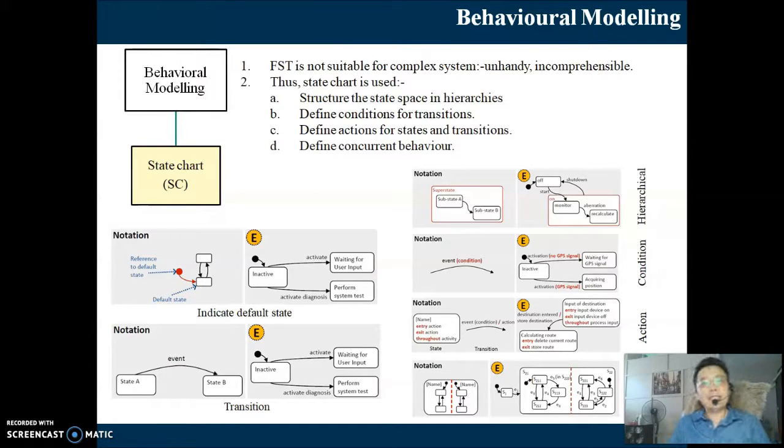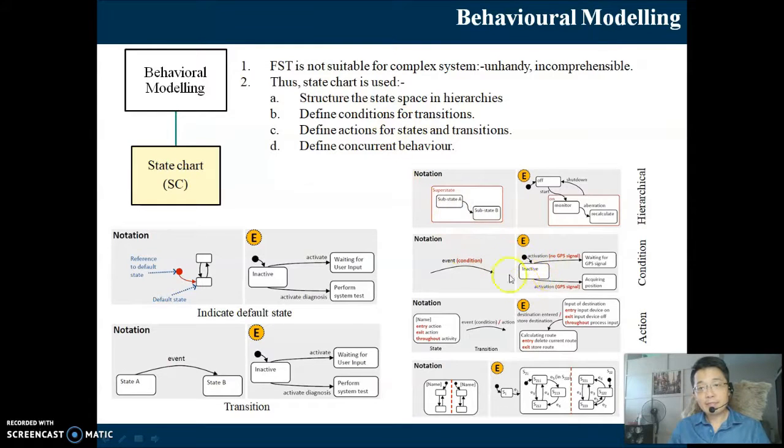State chart is used because finite state automata, FSA, and finite state transducer, FST, become very complex when you use them to illustrate a complex system. State chart provides a cleaner diagram. State chart is used to structure the state spaces in hierarchies. You see, these are the strategies to make it cleaner, because you can place the different states inside another super state to simplify it. You can define the condition for transition.